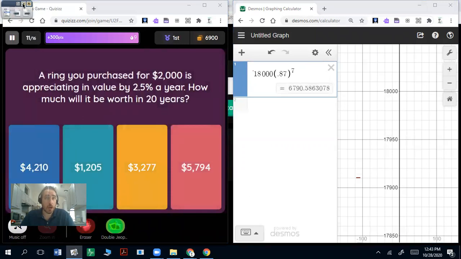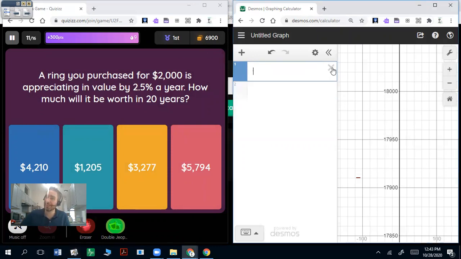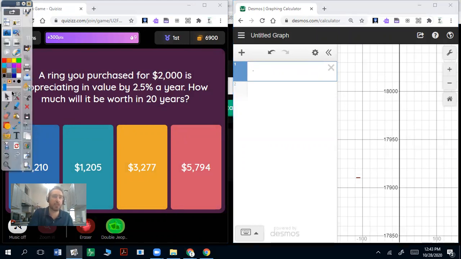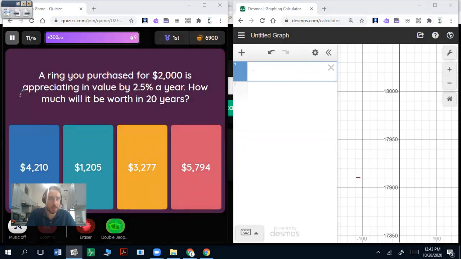All right, next question. A ring you purchased for $2,000 is appreciating. It means it's increasing in value. So in a sense, I guess things that are appreciating should be things that are liked, right? So that's going to be appreciating. That's 1 plus R. That's growth. By 2.5% a year. What's it going to be worth in 20 years?